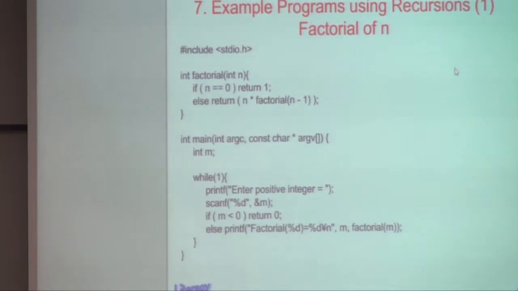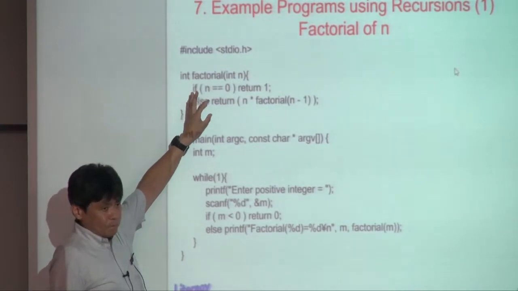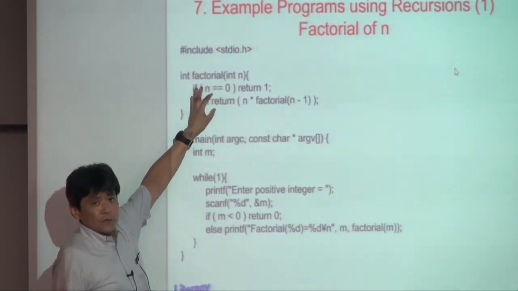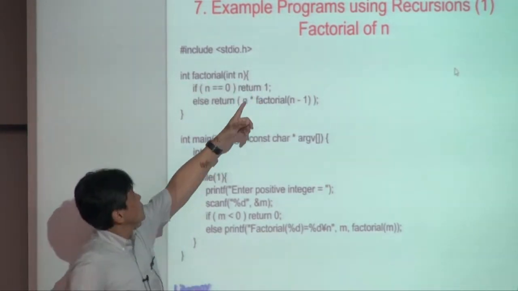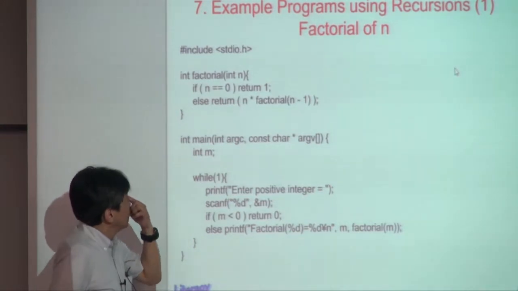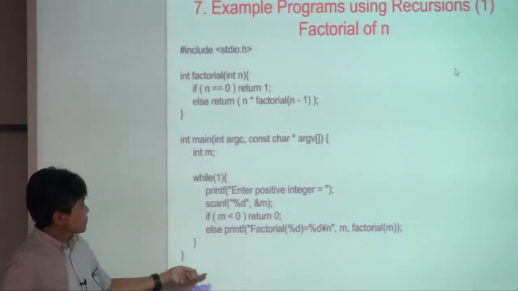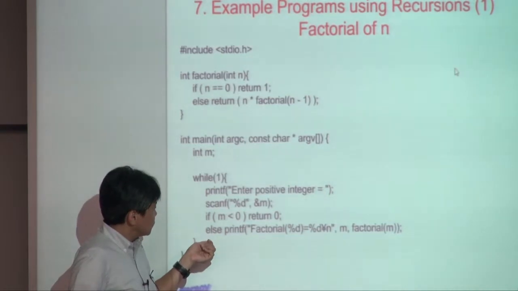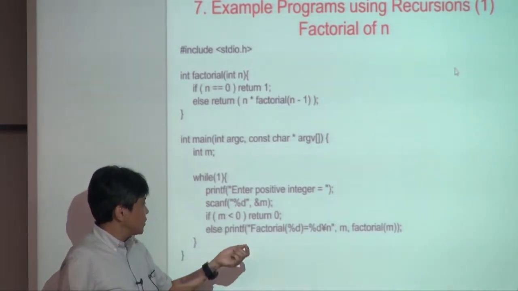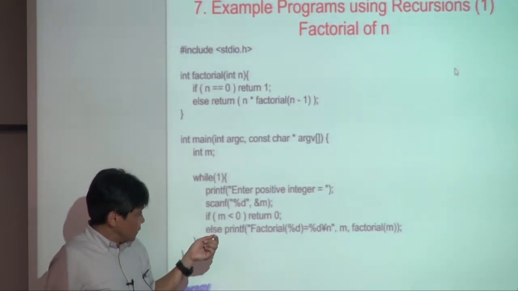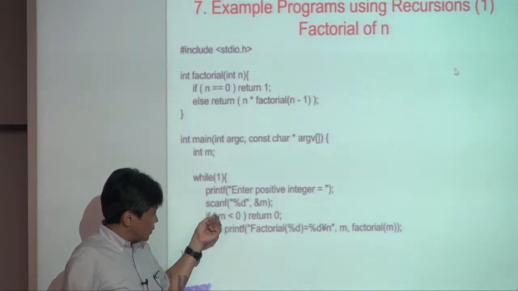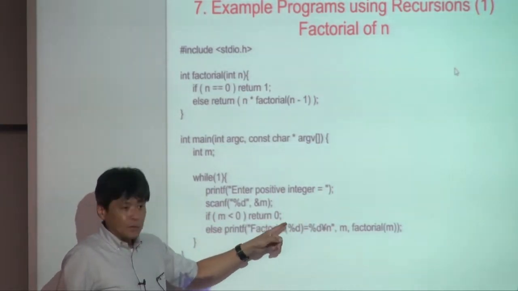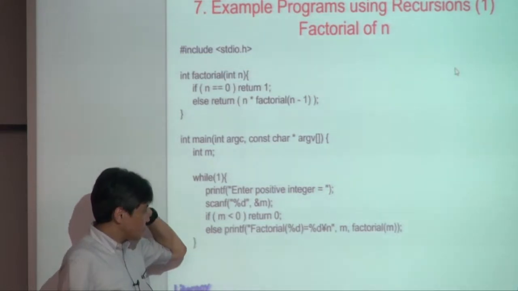So this is the actual program for calculating factorial. This is the definition of the function factorial. The function name is factorial, and the argument is n. Both are integer type. And this is the main function. Several times you can enter any value, and each time this program calculates the factorial of the corresponding input number.